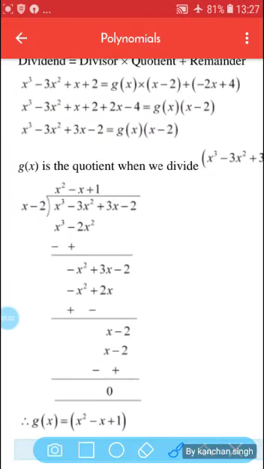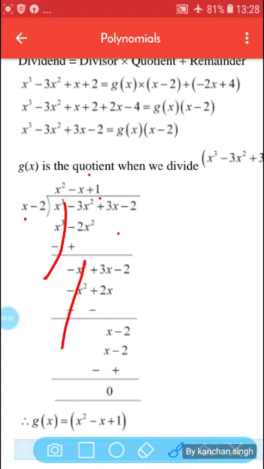X minus 2, we want x cube, so with what will we multiply? With x square, so it becomes x cube. Again minus 2x square, so here we will write minus 2x square. After solving, this cancels. Here we got minus plus minus 3 minus 2, that is minus x square plus 3x minus 2. We want x square, x is here, if we multiply with x, we will get x square minus 2x. So this gets cancelled again.